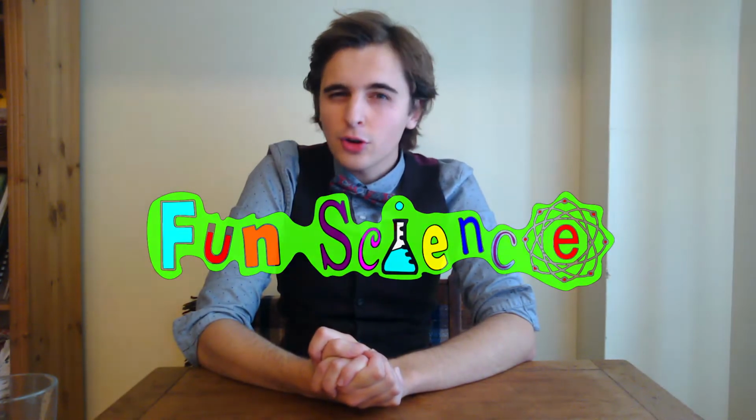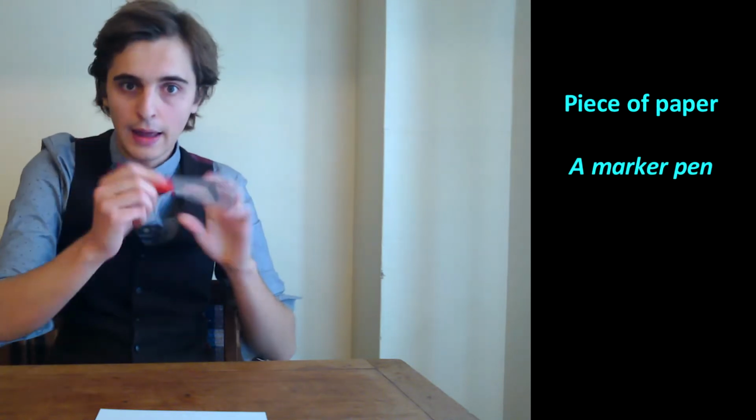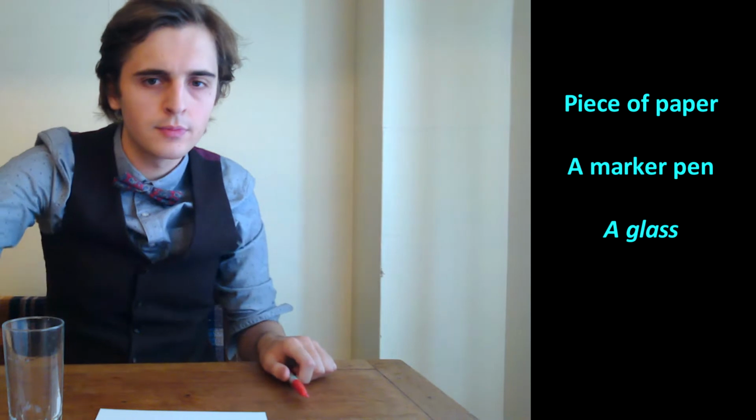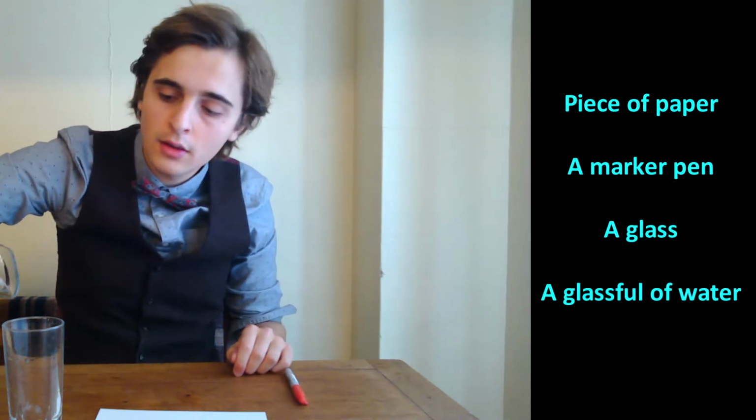So, today I'm going to show you a really cool and really quick experiment, and it's going to show you how light interacts with water and many other objects. You're going to need 4 things. Piece of paper, pen, glass, and some water. You don't need this much, I'm just quite thirsty, it's a hot day.